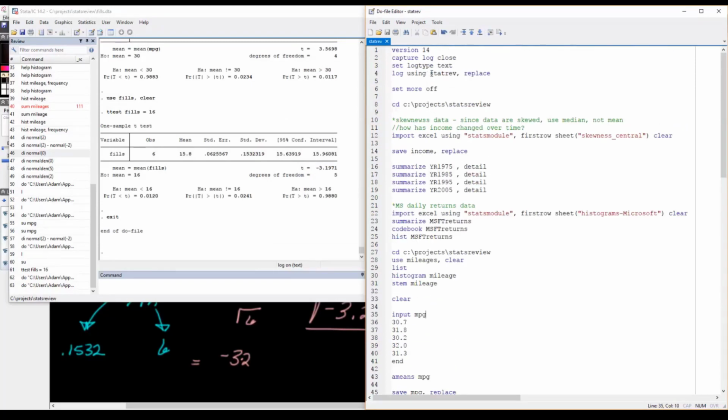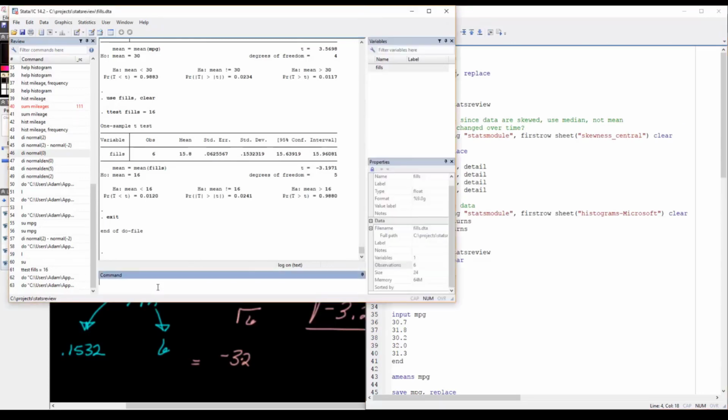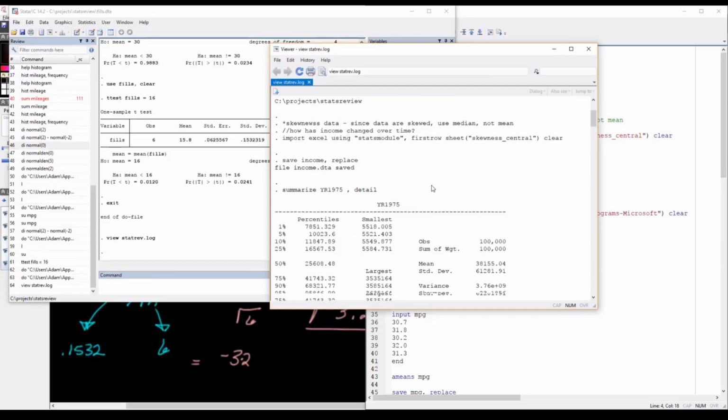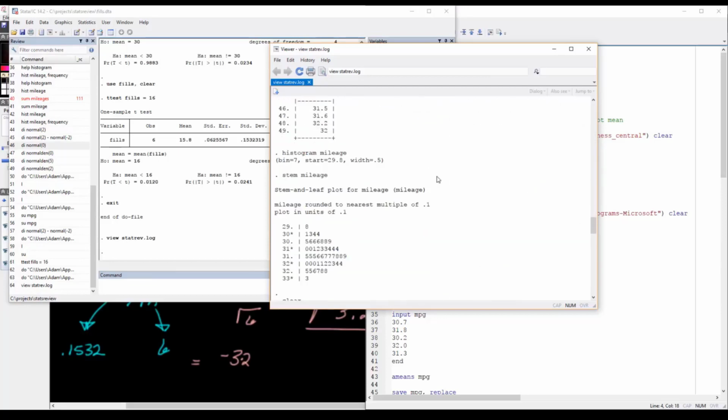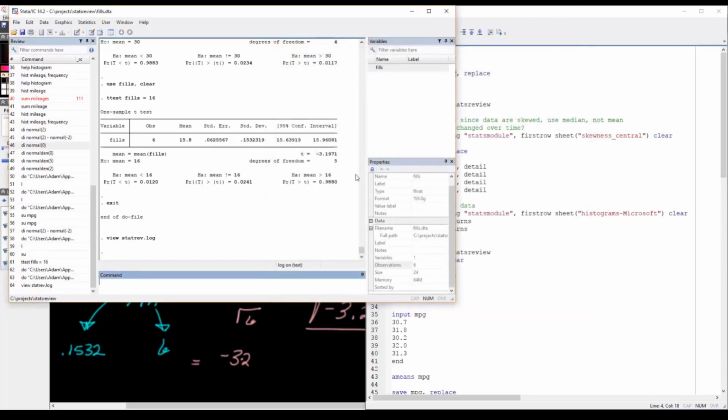And remember, we wrote this do file so that a log was created equal to statreview.log. So if I view statreview.log, I get everything that was produced by my program. So we get all that wonderful stuff.